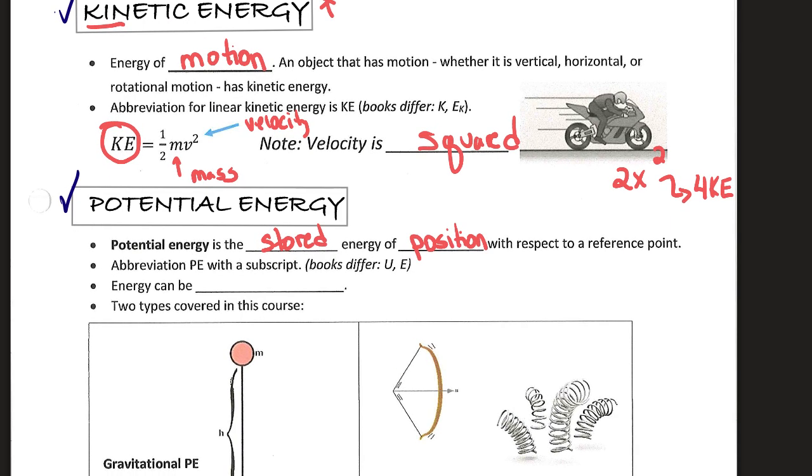It has nothing to do with being at rest, but it is stored in the object. The abbreviation is PE. There's many others. And energy can be converted, right? It can be switched from one kind to another.